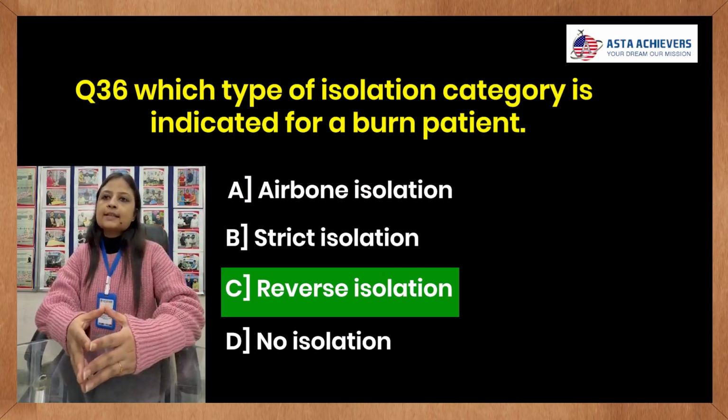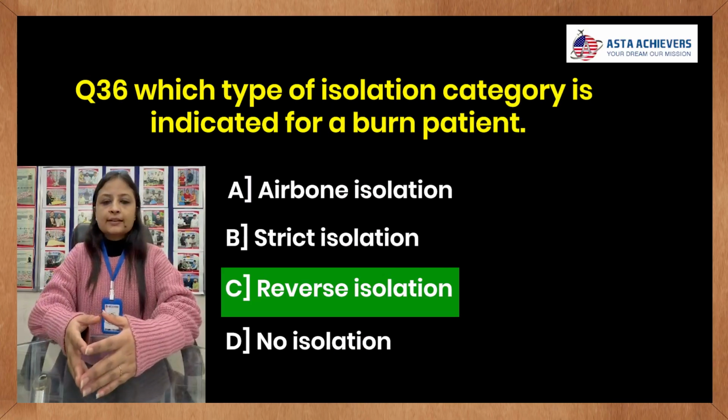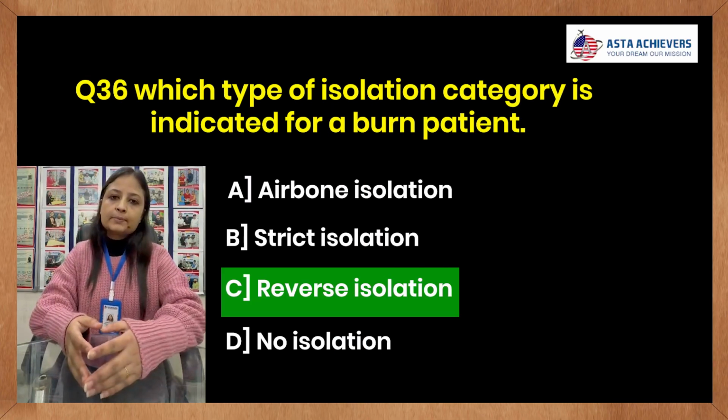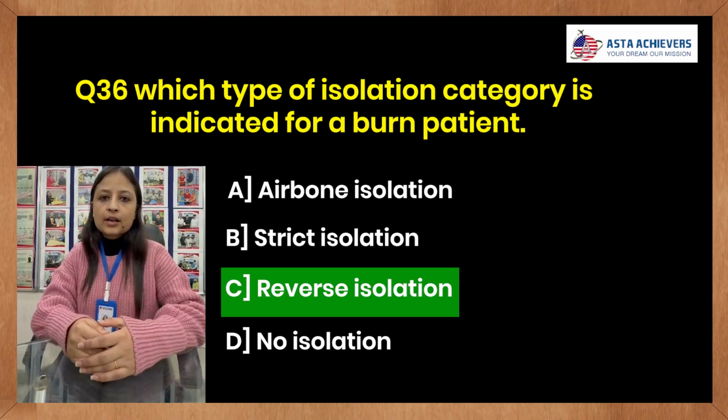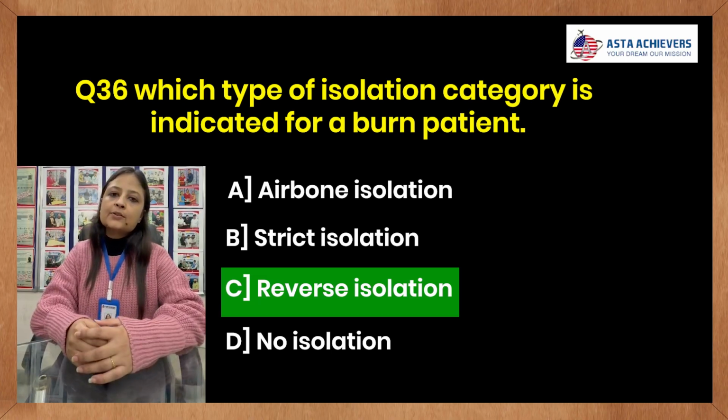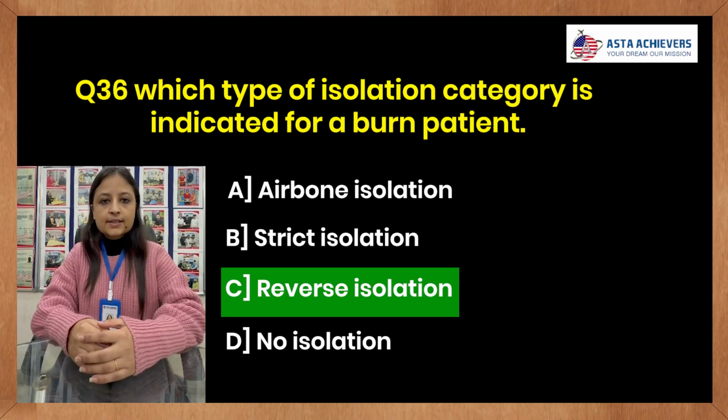Question number 36. Which type of isolation category is indicated for a burn patient? Option A, airborne isolation. Option B, strict isolation. Option C, reverse isolation. And option D, no isolation.